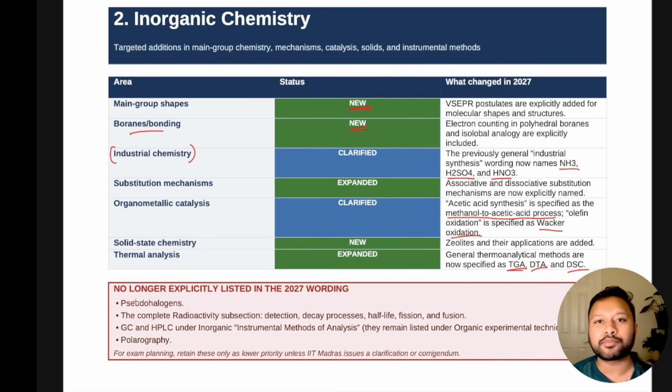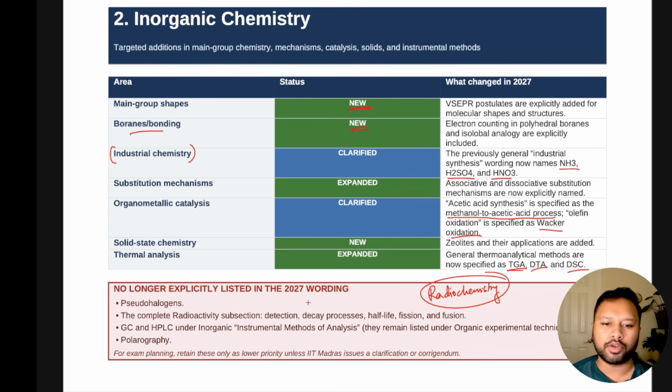Okay, what are the things that have been excluded now? Pseudohalogens is excluded. The complete radioactivity subsection, that is detection, decay process, half-life, fission, fusion, all these things have been removed this time. GC, HPLC under inorganic instrumentation methods remain listed under organic experimental technique but are removed from here. Polarography is also removed. So you can consider that your radiochemistry is removed. No mention of radiochemistry in your inorganic chemistry.